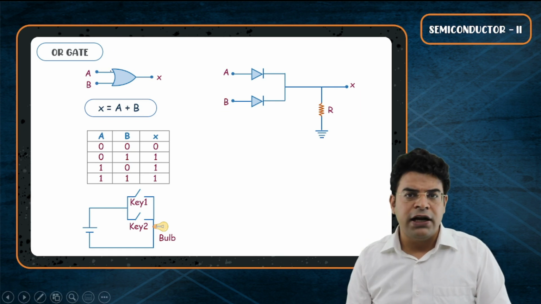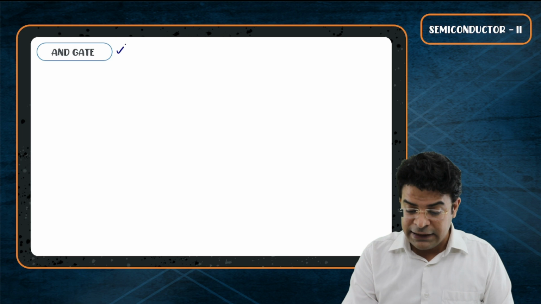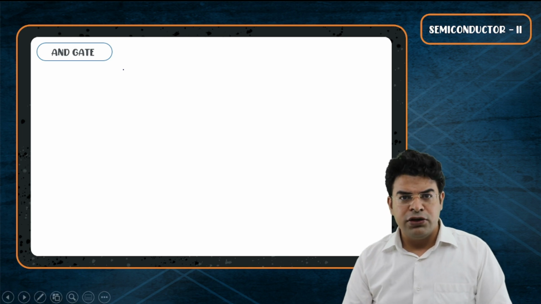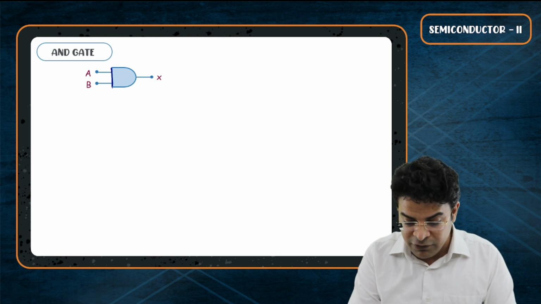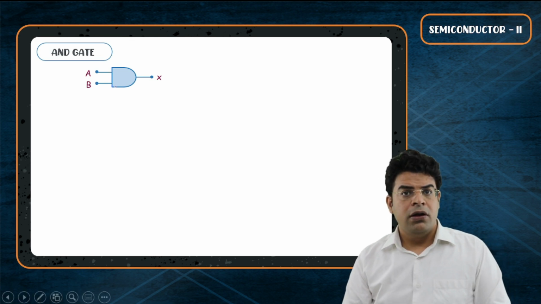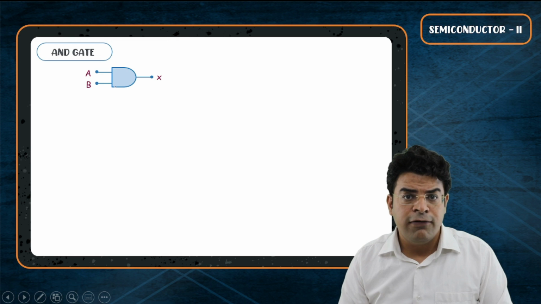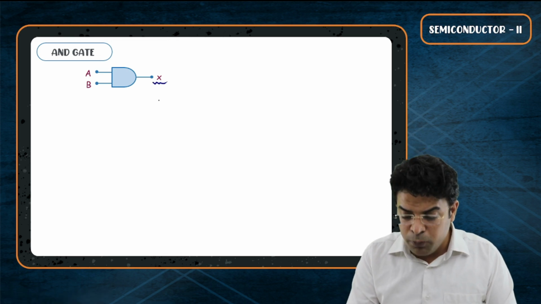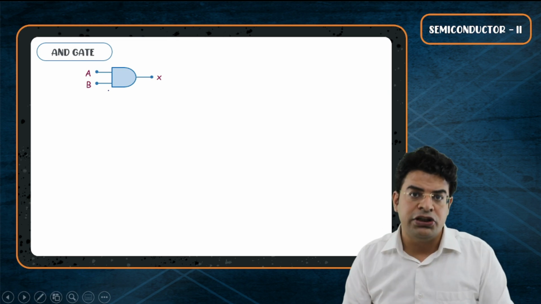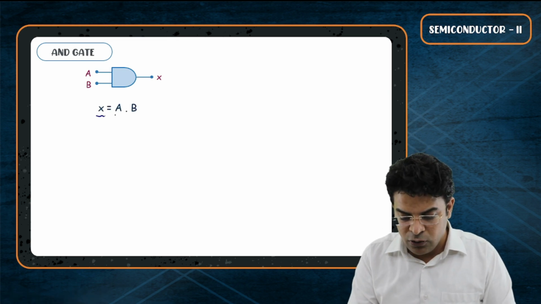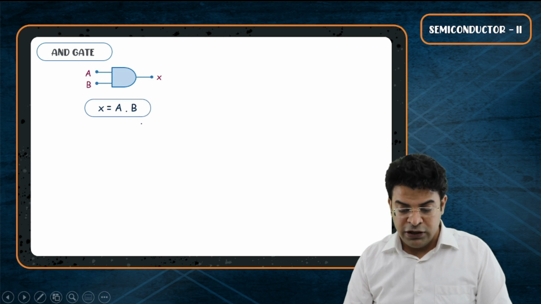Now let's move on and talk about our next gate, that is the AND gate. The symbol used for the AND gate is like this. In the OR gate we got a curve and in the AND gate we got a flat part. The Boolean expression for the AND gate is the output X equals A dot B. You have to do multiplication. So you say that X equals A dot B. This is the Boolean expression.